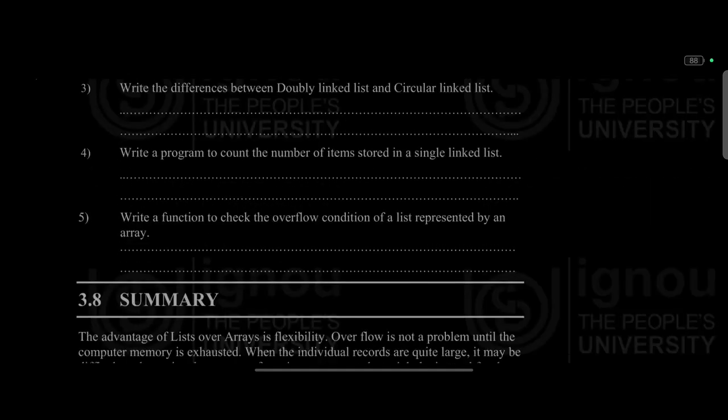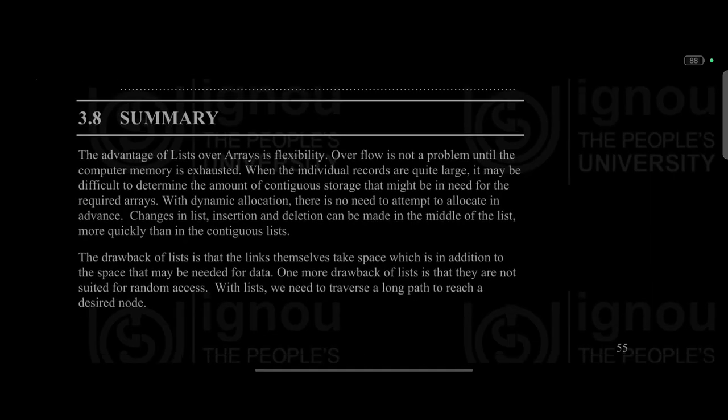Let's see the summary. The advantage of lists over arrays is flexibility. Overflow is not a problem until the computer memory is exhausted. When the individual records are quite large, it may be difficult to determine the amount of contiguous storage that might be needed for the required arrays. With dynamic allocation, there is no need to attempt to allocate in advance.